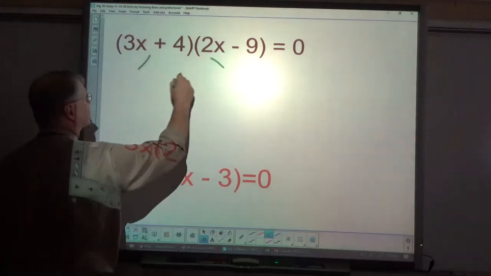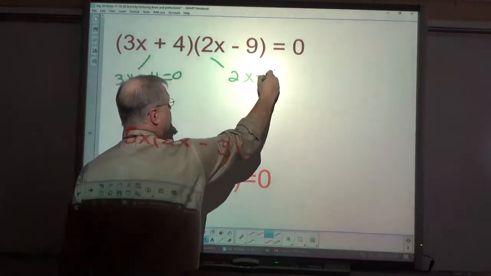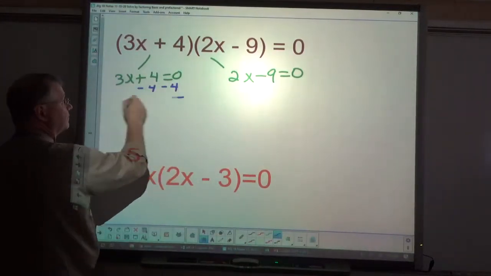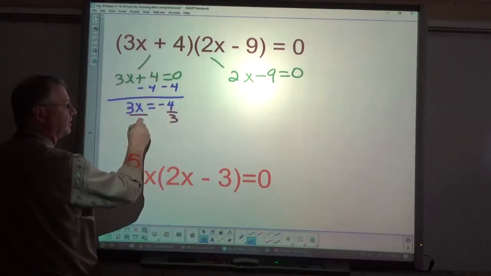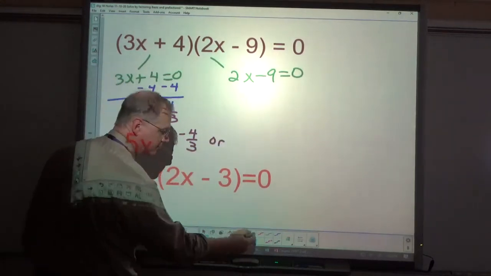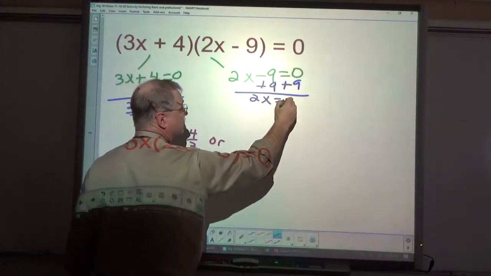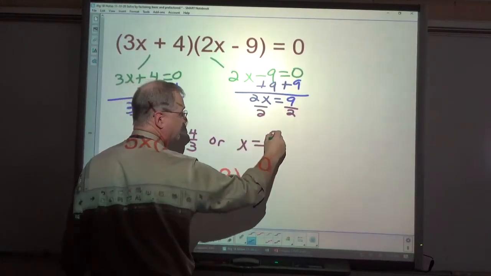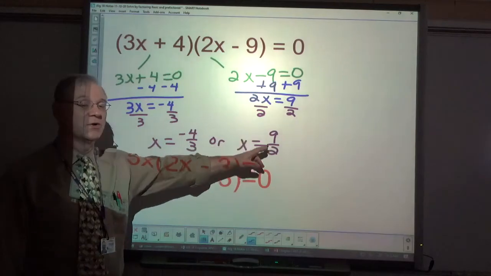So I'm going to separate, set equal to 0 and solve. 3x plus 4 equals 0. 2x minus 9 equals 0. And there's a little work here, so I'm going to subtract 4. 3x equals -4. Then I'm going to divide both sides by 3. x is going to be -4 thirds. Or add 9 to both sides. 2x equals 9. Divide both sides by 2. x equals 9 halves. That's the other possible answer. So -4 thirds or positive 9 halves.